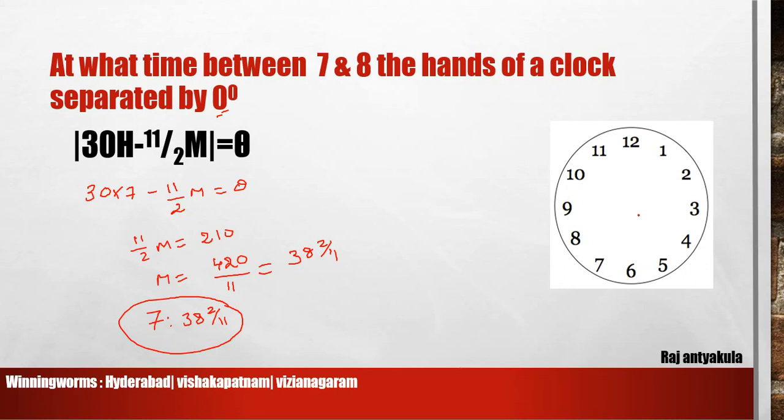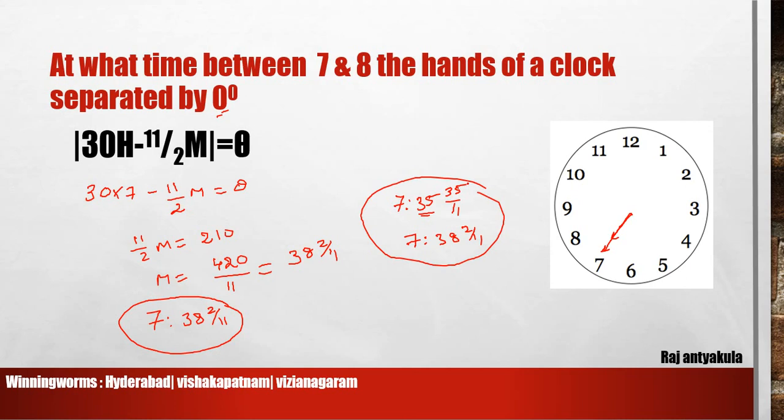Logically, how can you solve this? 0 means both the hands should coincide. So actually it should be 7:35, because 0 means they have to coincide. So 35 minutes is there. Write it as 35 by 11. 35 by 11 can be written as 3 2 by 11, which is nothing but 7 38 2 by 11.